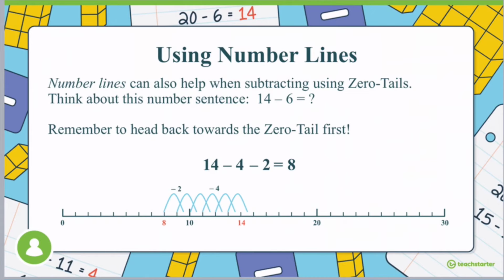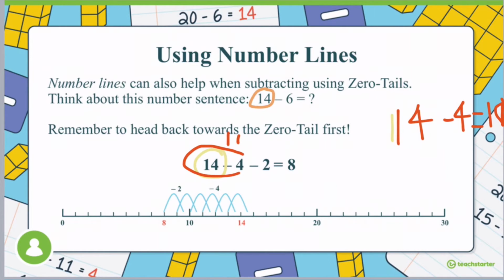So when using zero tails, we want to try and get the first number, the total, as close to 10 as we can. So remember to head back towards the zero tail first. So have a look down here. We've got 14. Now we know that 14 take away 4 is equal to 10. All right, now we've got a zero tail. And we've got that here. That now is equal to 10 minus 2. 10 minus 2, we can do that pretty simply because we can count backwards, is equal to 8.